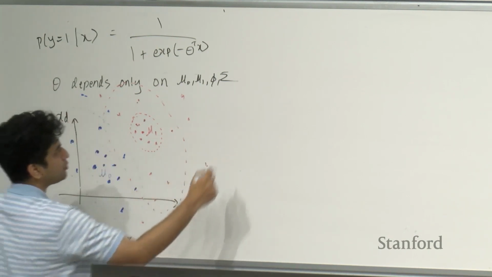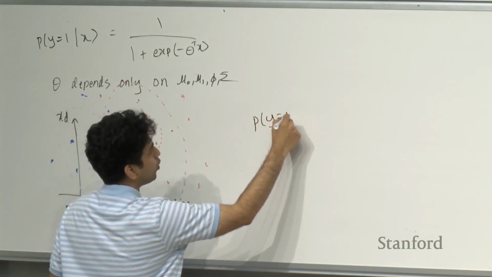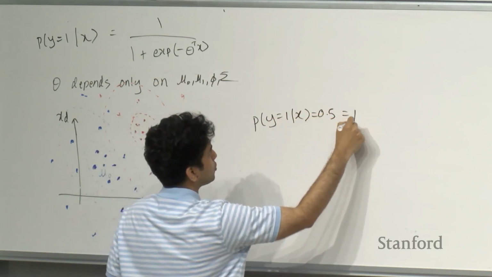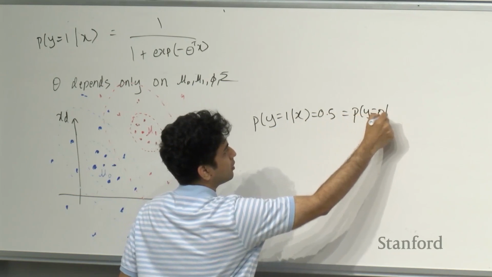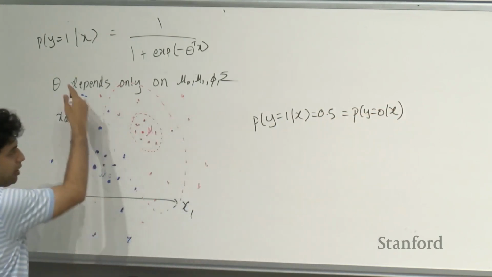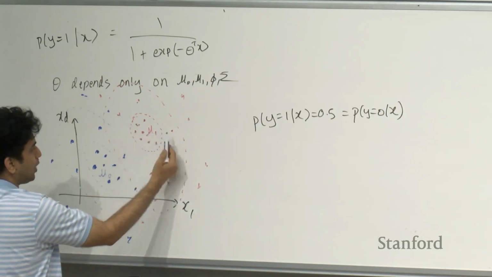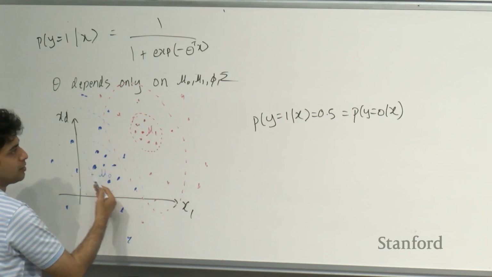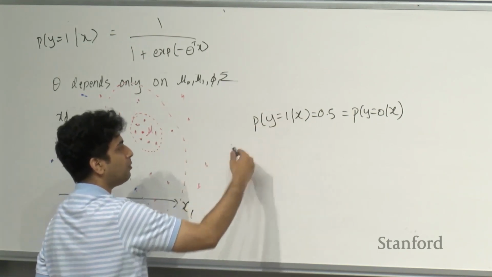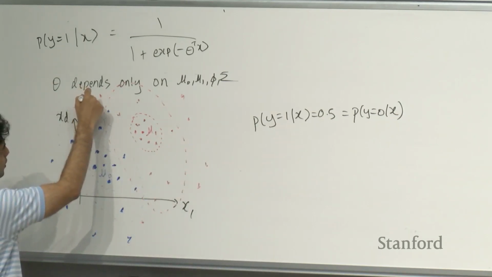separating hyperplane, corresponds to p of y equals 1 given x equals 0.5, which is also equal to p of y equals 0 given x. So the set of all x points for which the y equals 1 class and y equals 0 class assign, where the point has equal probability of belonging to the y equals 1 class or the y equals 0 class, would be something like this.